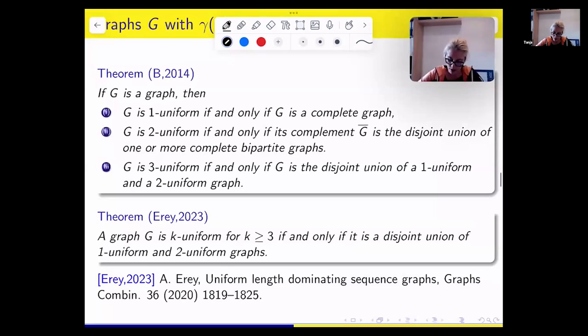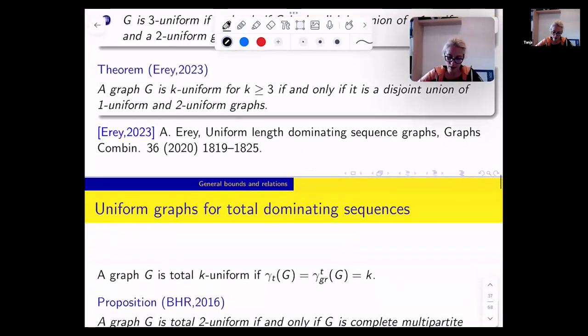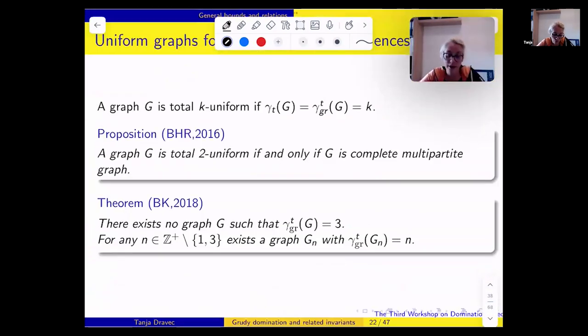And then total K-uniform graphs were also considered. These are graphs with all maximal open neighborhood sequences having the same length. This means that the Grundy total domination number equals the total domination number. And if we say total K-uniform, then we mean that these two values are both equal to K.